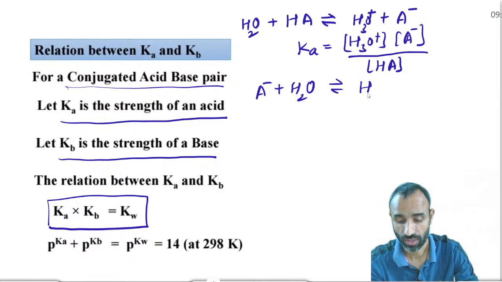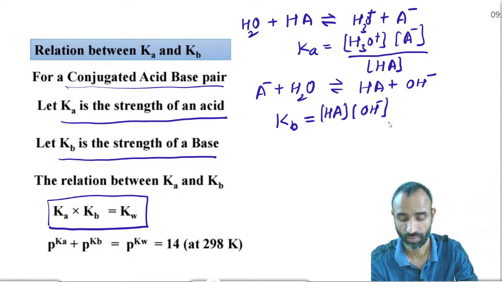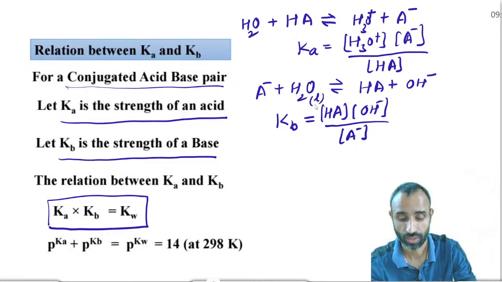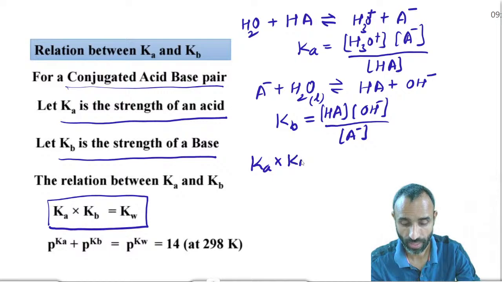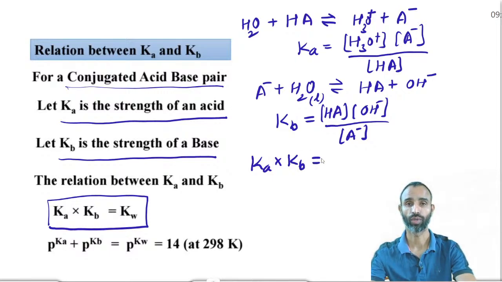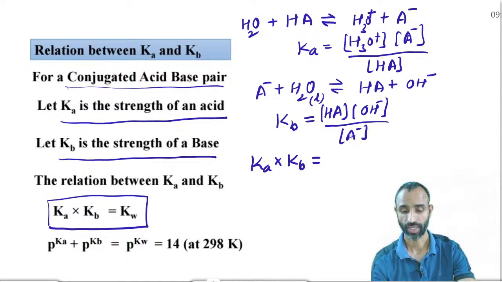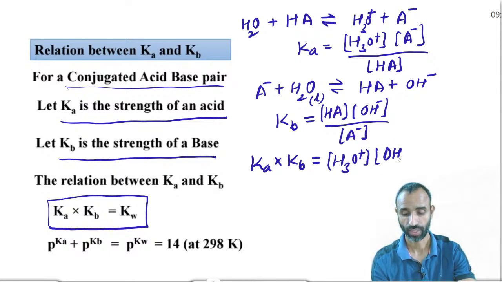So in this case it gives HA plus OH negative. So Kb is equal to HA concentration, OH negative ion concentration divided by A negative ion concentration, and H2O is a pure liquid, so that is not appearing. So if we multiply Ka and Kb, what will we get? See, HA and A negative cancel. So it is H3O plus concentration into OH negative ion concentration, and that is equal to Kw.